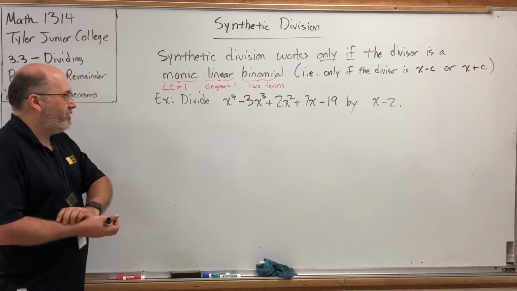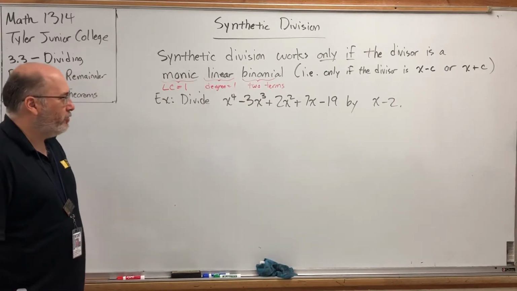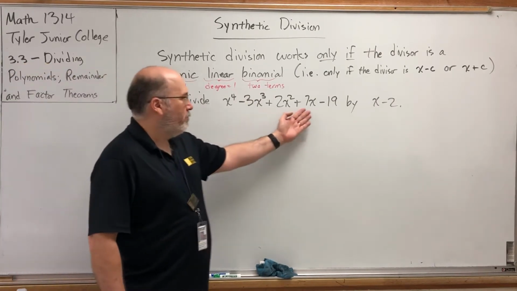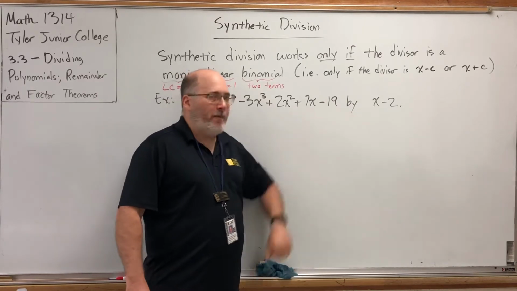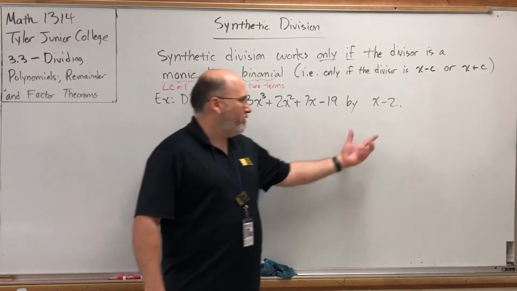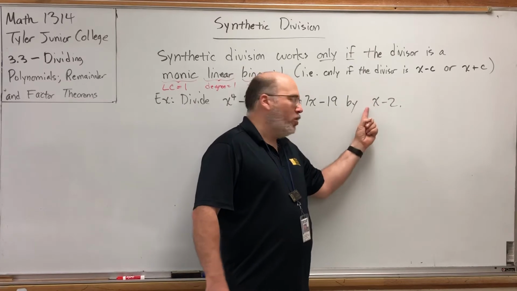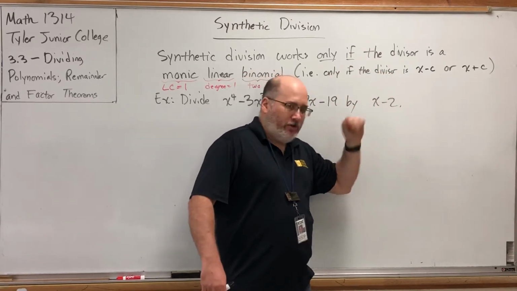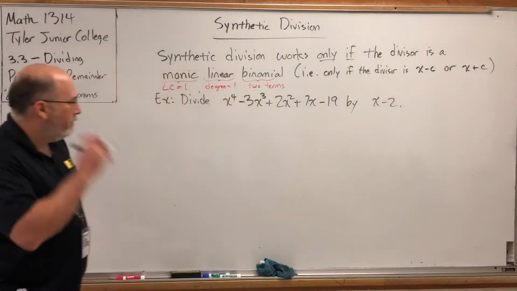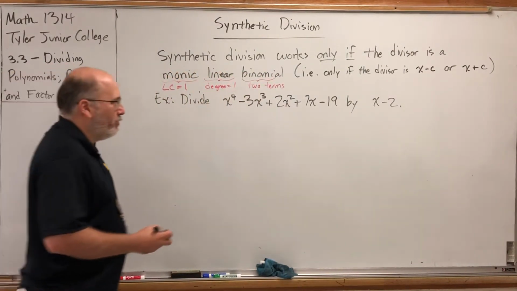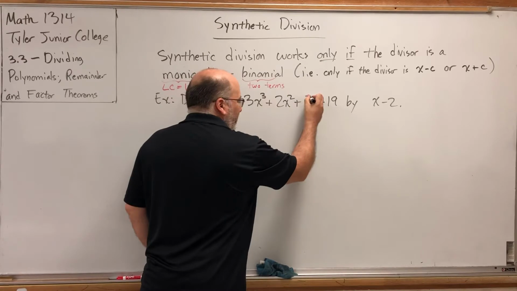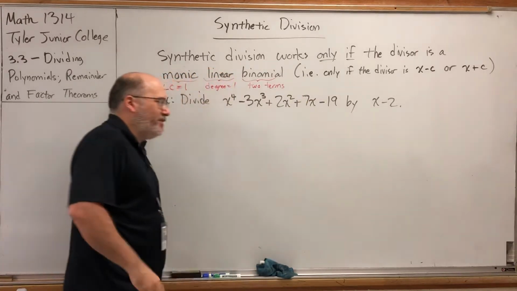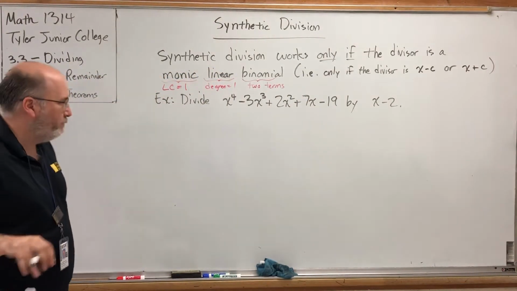We're going to divide x to the fourth minus 3x to the third plus 2x squared plus 7x minus 19 by x minus 2. Notice that the divisor is monic, leading coefficient is 1, linear, degree is 1, binomial, two terms. Now, synthetic division takes a little time to explain up front, but once you understand the flow of it, you'll see why it is much more efficient than long division.